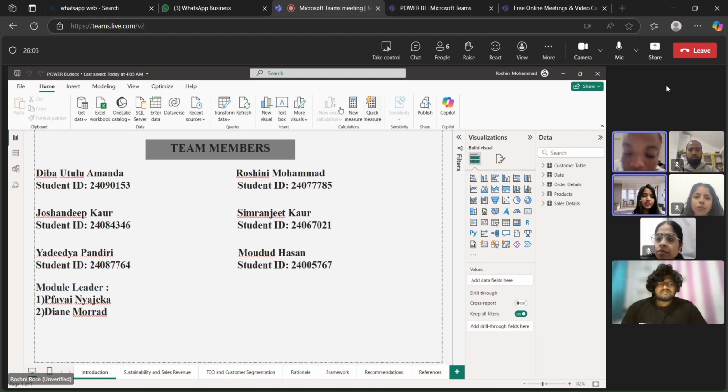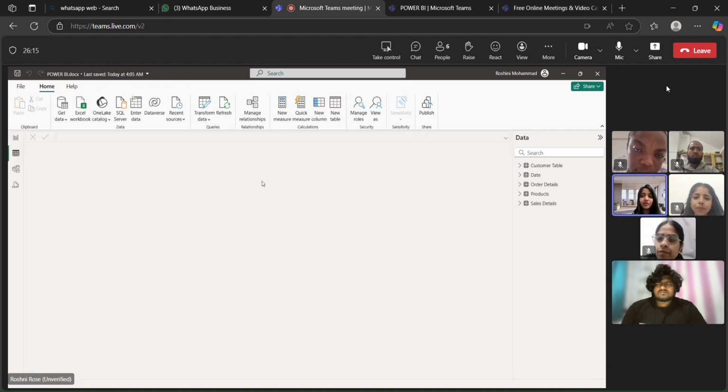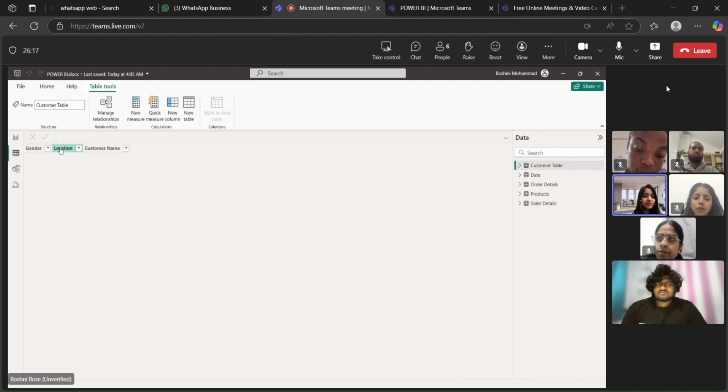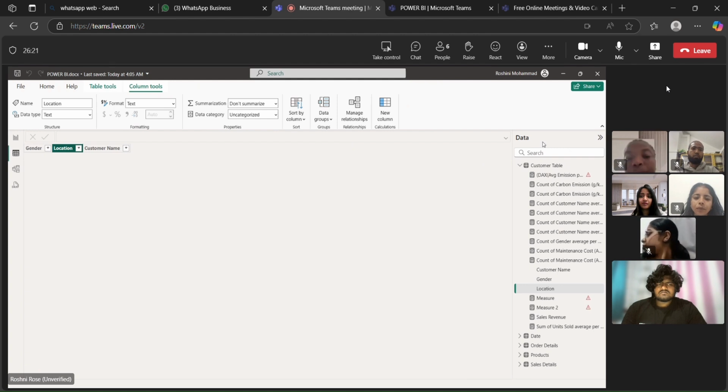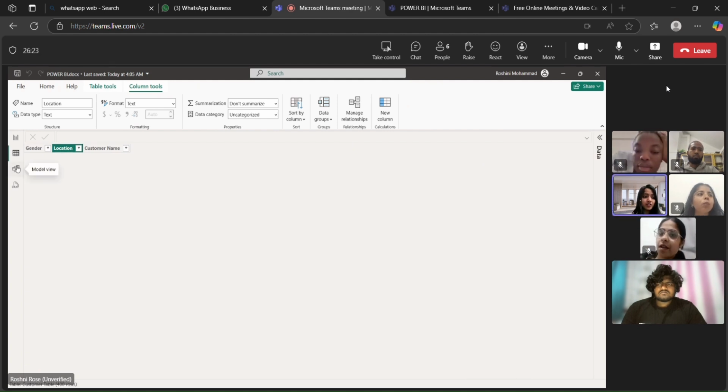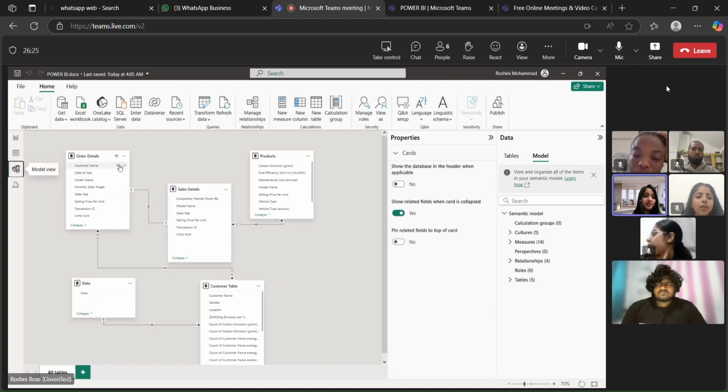Hello everyone. I'm Roshni. First, we are going to look at the report view. Here we have the table view. Here we have 5 different tables. And coming to the model view, we have 5 different tables that are all connected.